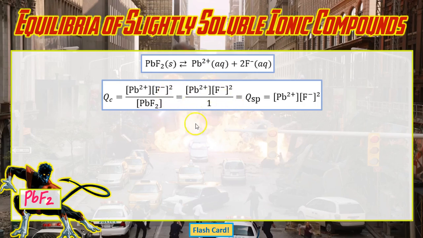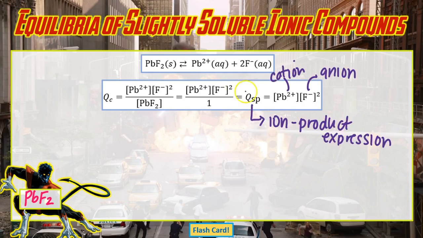Once we again take our solid as 1, then we're going to form our new variable here, which is our Qsp, and the Qsp is simply going to be our ions that we have. The Qsp is called the ion product expression, and this is going to be for any slightly soluble ionic compound. So when you're writing your Qsp, you must have your cation and, of course, your anion. Now, of course, we're squaring this here because that's based on the stoichiometry, or the amounts that are in front of each of the species in the balanced chemical equation.